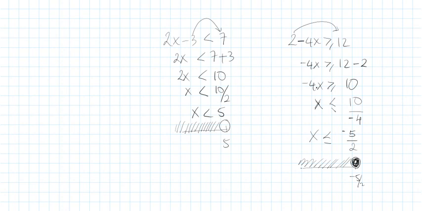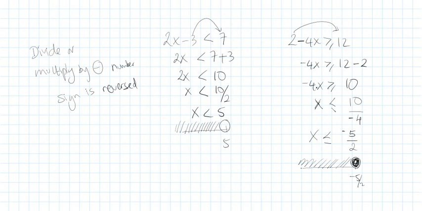So in terms of notes, you can write down that if you divide or you multiply by a negative number, the sign is reversed. Reverse means that if it's greater, it becomes less. If it's less, it becomes greater. All right. Now, why is that the case? I can show it to you in a logical way.